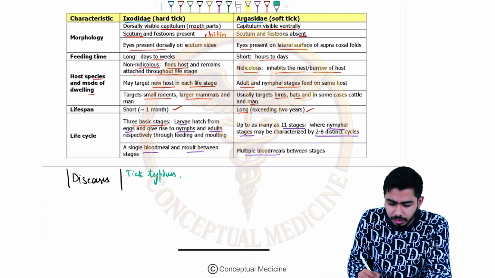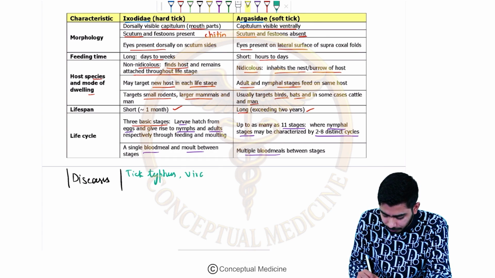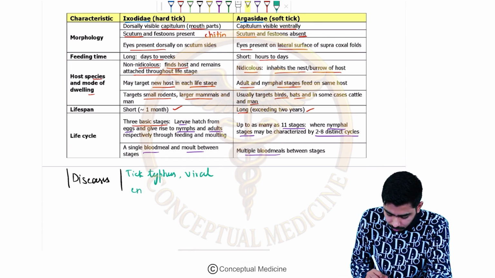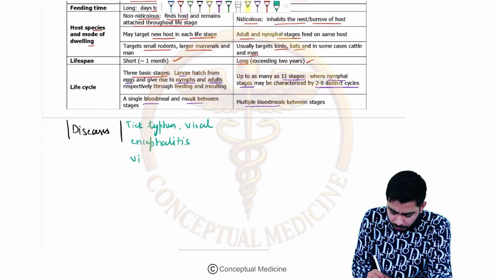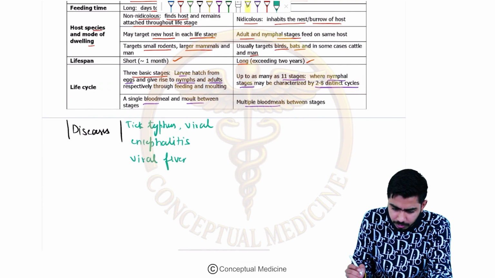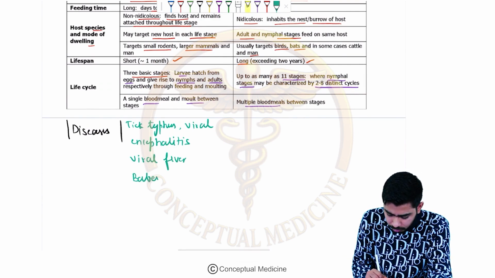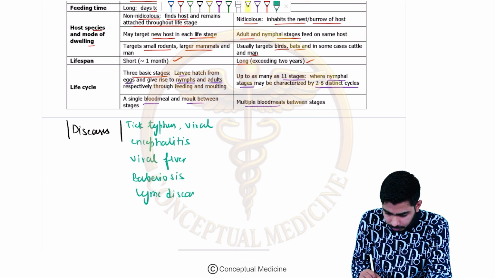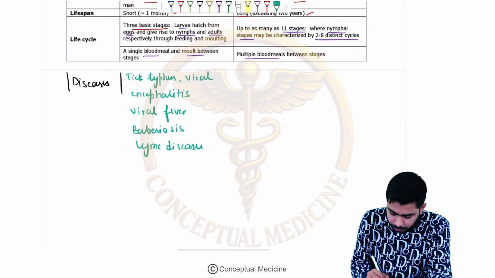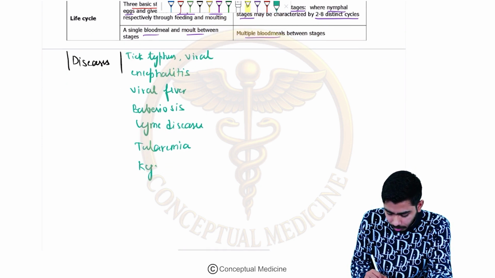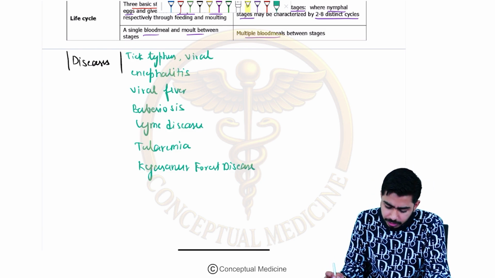Okay. Along with that, there could be viral encephalitis, right? There could be the viral fever because of hard tick, right? There could be the viral fever. There could be babesiosis. There could be Lyme disease, right? Lyme disease. There could be tularemia, right? There could be Kyasanur Forest disease, right? So the list is really long as far as hard ticks are concerned, right?